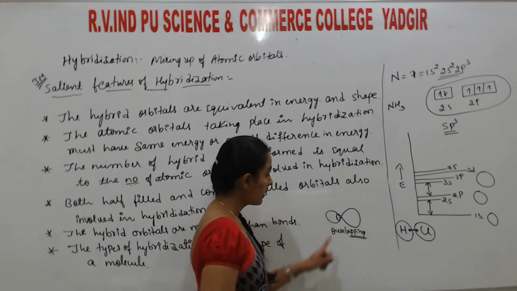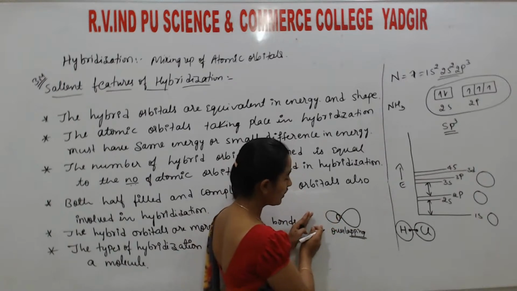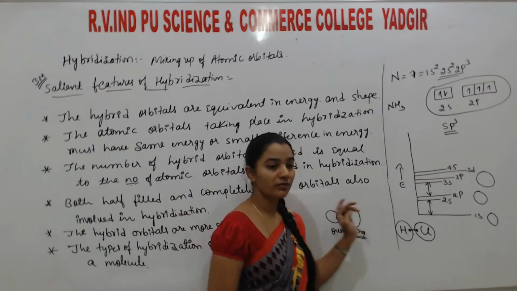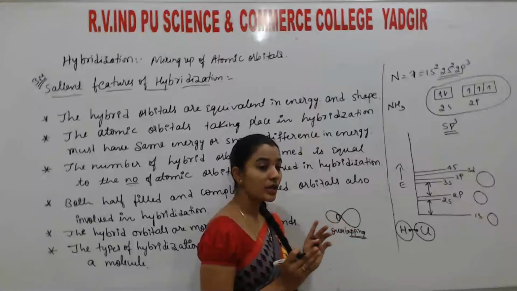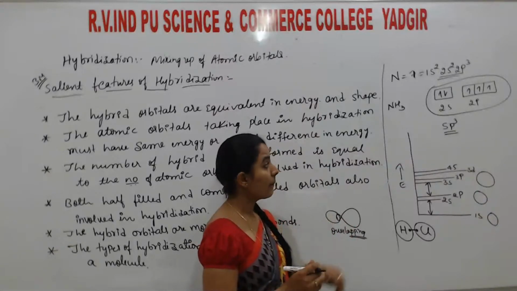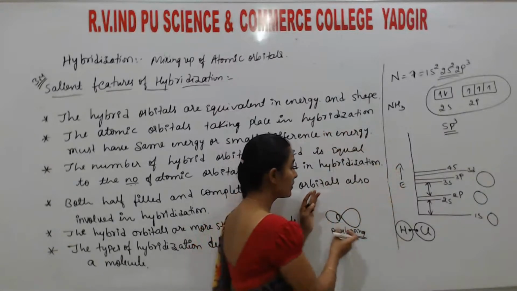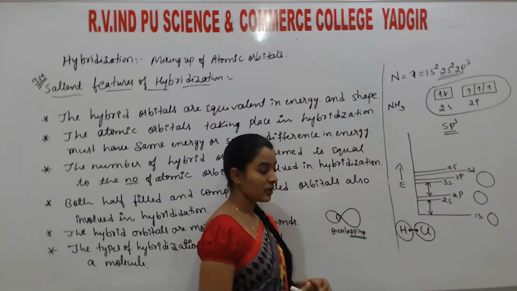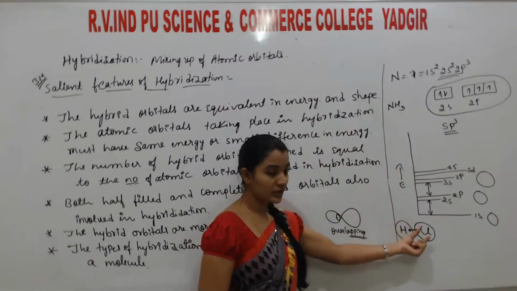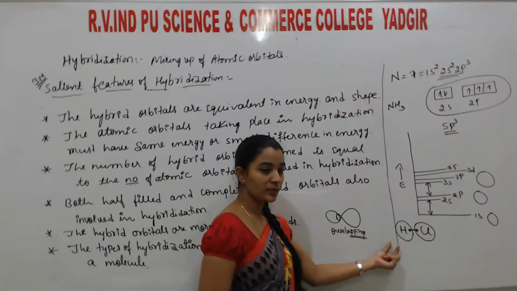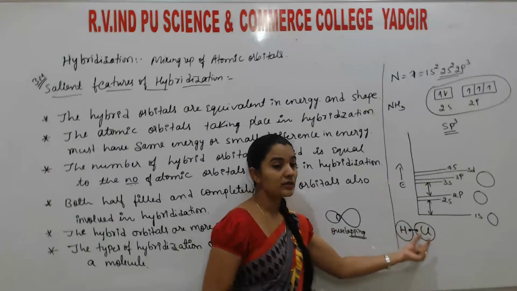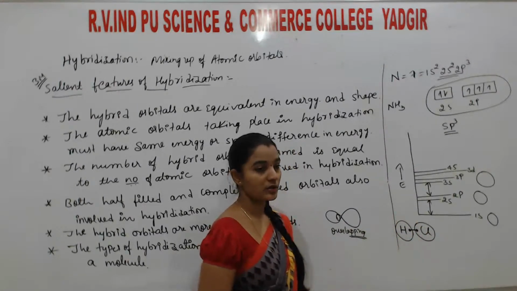Only overlapping. S character is only for this, P character is only for this. Only the sharing of an electron takes place. But in hybridization, they get mixed up. So the orbitals form both HCl molecule. H is also getting sp hybridization. Cl is also getting sp hybridization.